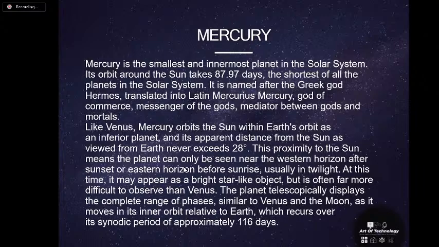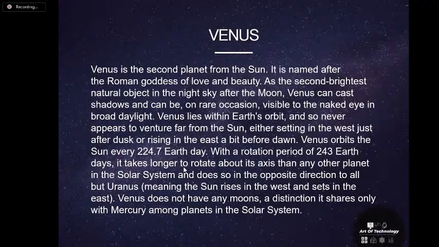So, Venus. Venus is the second planet from the Sun. It is named after the Roman goddess of love and beauty. As the second brightest natural object in the night sky after the Moon, Venus can cast shadows and can be, on rare occasion, visible to the naked eye in broad daylight. Venus lies within Earth's orbit and so never appears to venture far from the Sun, either setting in the west just after dusk or rising in the east a bit before dawn.